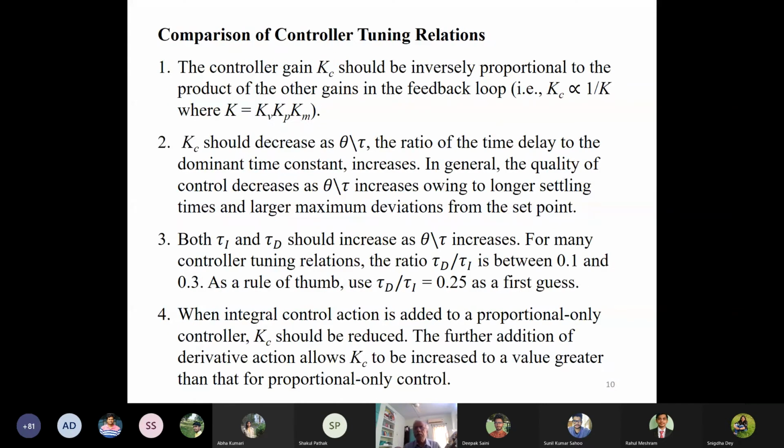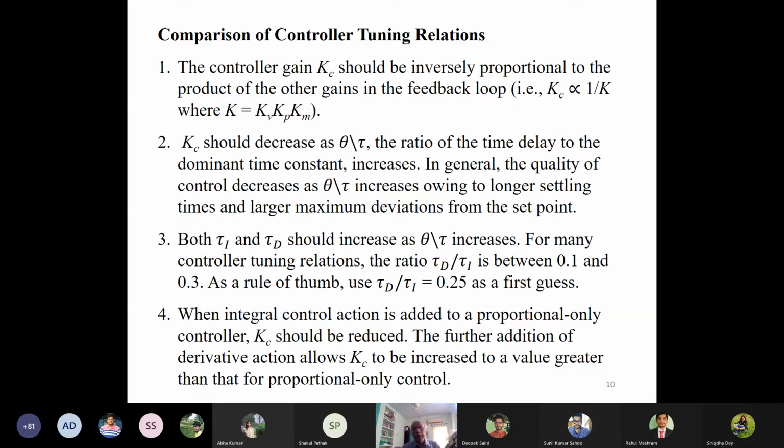Now, if you compare the controller tuning relationships, not only the IAE, but the Ziegler-Nichols controller tuning relations, the Cohen-Coon controller relations, the CHR controller tuning relations, in all types of these controller tuning relations, you'll find these four points. The first point is the controller gain Kc should be inversely proportional to the product of the other gains of the feedback loop, or the process gain. So Kc will be inversely proportional to 1 by K.